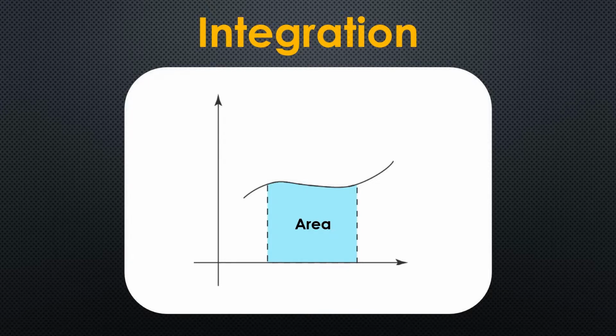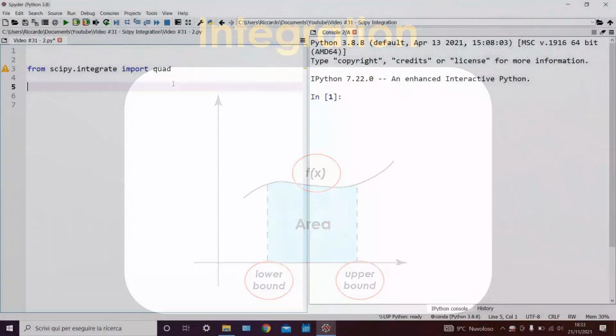So, in order to perform the integration correctly, we need three elements: the function itself, the lower bound, and the upper bound of our integration interval. Let's look at an example of how this works.